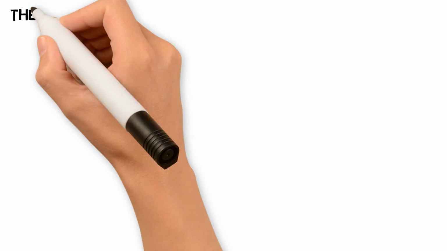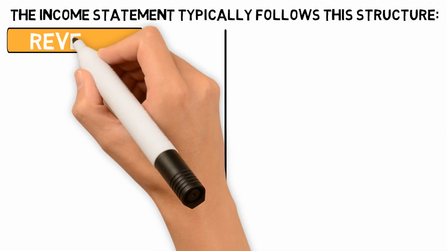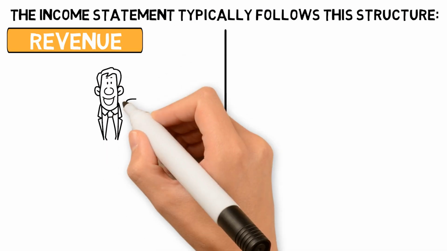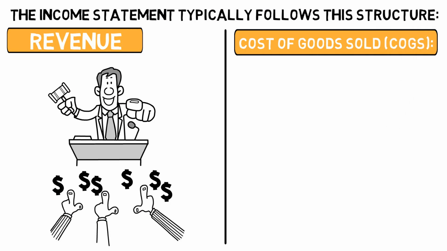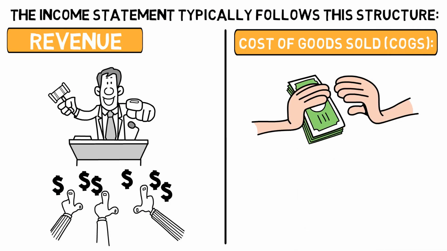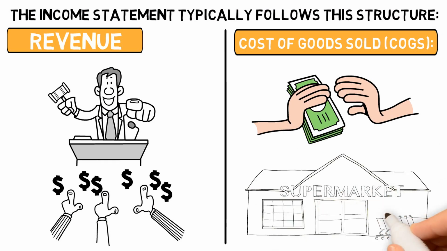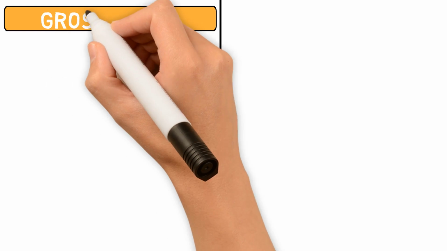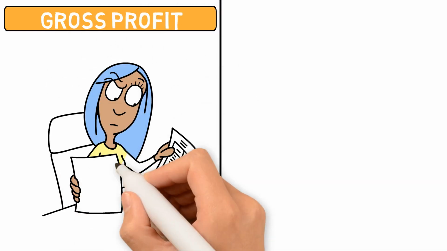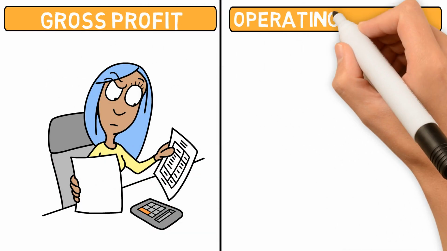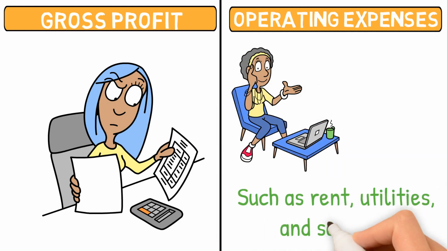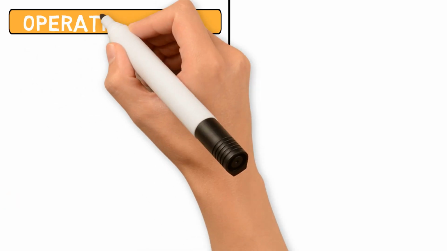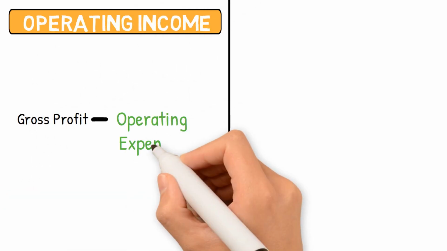The income statement typically follows this structure. 1. Revenue. All income generated from the sale of goods or services. 2. Cost of goods sold, COGS. Direct costs attributable to the production of goods sold by the company. 3. Gross profit, calculated as revenue minus COGS. 4. Operating expenses, costs required to run the business, such as rent, utilities, and salaries. 5. Operating income, gross profit minus operating expenses.